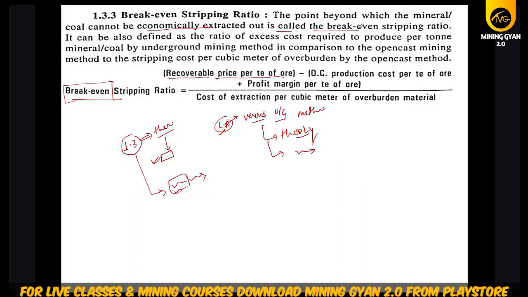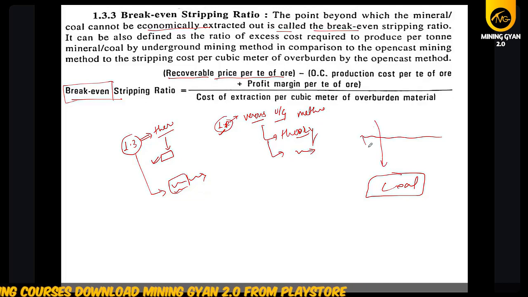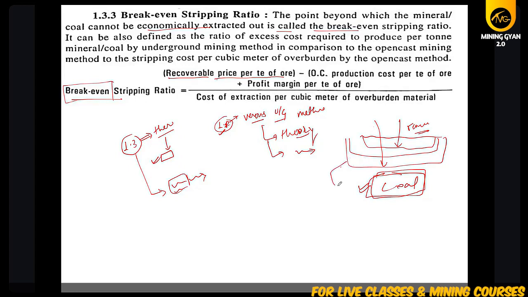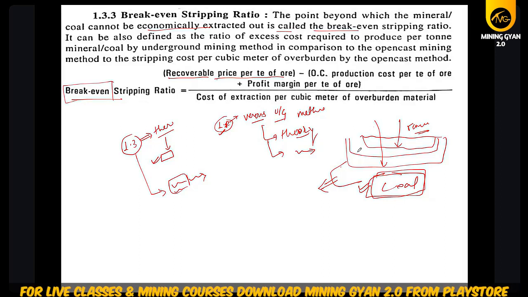What it means is, suppose this is your surface, and this is your coal block or metal block or ore. If you want to extract it, you have to remove the OB. So when the cost of removing the OB is equal to the selling price of the coal, if both are equal, you are neither in profit nor in loss, then it is the break-even.